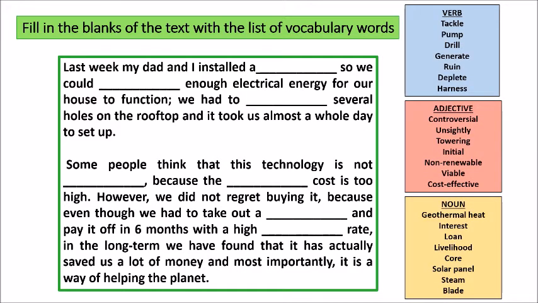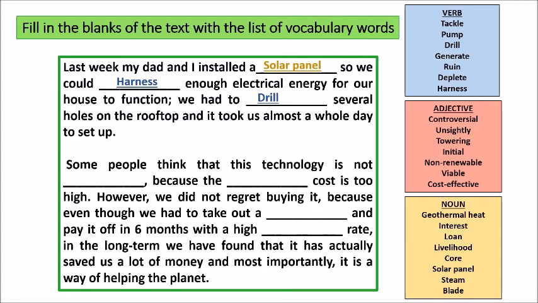Guys, we have our last exercise for today before we move on to checking the answers for reading part 2. So we have to fill in the blanks of the text with a list of vocabulary words. You have a list of words on your right side in the slide. So let's begin reading. We said, last week my dad and I installed a solar panel so we could harness enough electrical energy for our house to function. We had to drill several holes on the rooftop, and it took us almost a whole day to set up.